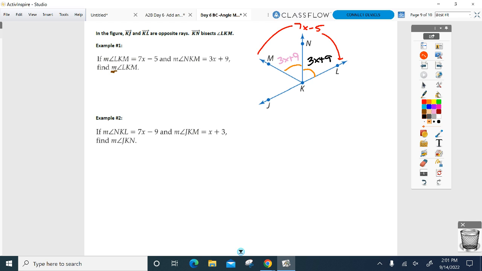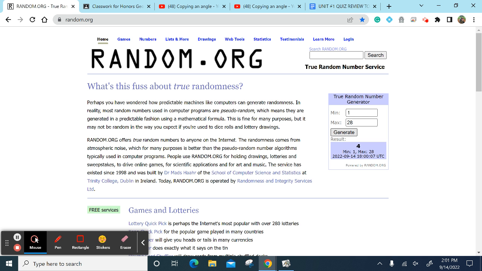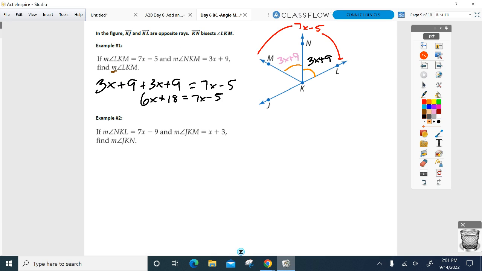Okay, so everyone see what we're doing here. I'm taking the two 3x plus 9s, adding them together, and I know it's equal to the bigger one, 7x minus 5. Those two congruent angles add up to the bigger one. Go ahead, solve for x. We're not done yet. I'm not done calling out people yet. Let's solve for x. Take your time. When you're ready, let me know your x value.